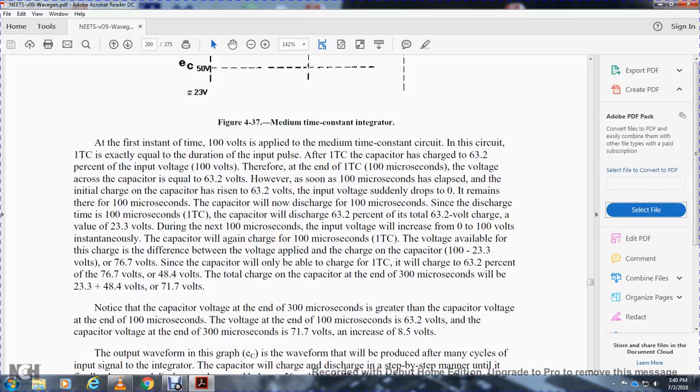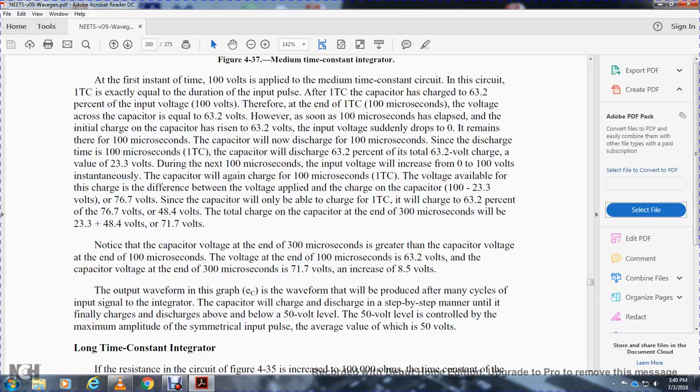During the next 100 microseconds, the input voltage will increase from 0 to 100 volts. The capacitor will again charge for one time constant, but the voltage available to charge is the difference between the voltage applied and the charge of the capacitor, 100 minus 23.3 volts, or 76.7 volts. The capacitor will only be able to charge 63.2% of the 76.7, or 48.4 volts. The total charge of the capacitor at the end of 300 microseconds will be equal to 23.3 plus 48.4 volts, or 71.7 volts.